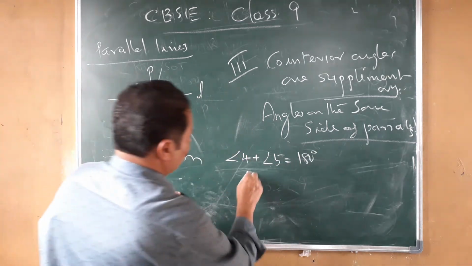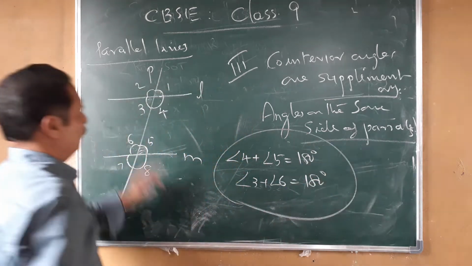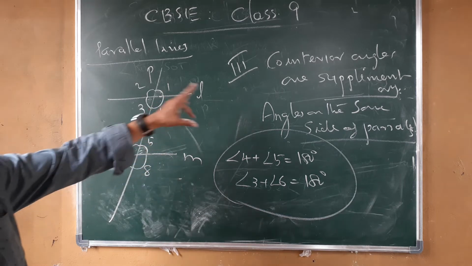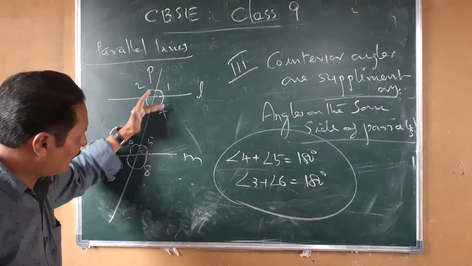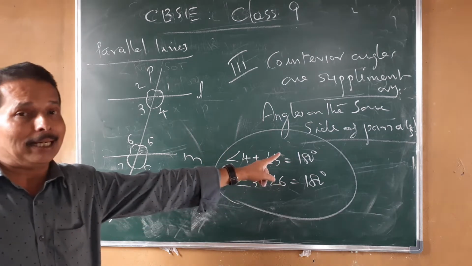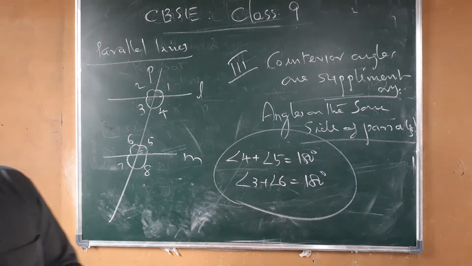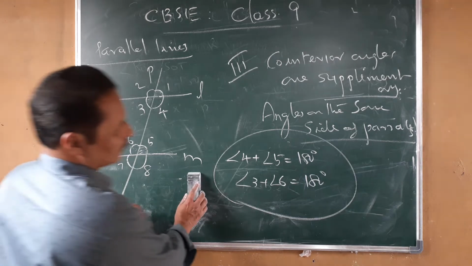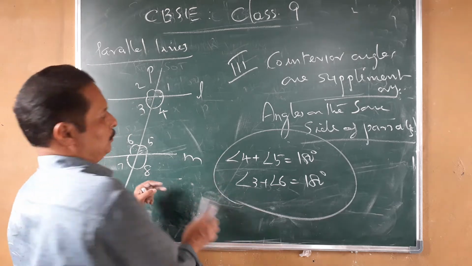Similarly, these two also. Angle 3 plus angle 6, that's also equal to 180. 4 and 5 are angles on the same side, otherwise co-interior angles. Co-interior angles are supplementary, means 180. 3 and 6 are also supplementary. Is it clear? I'm waiting for you.